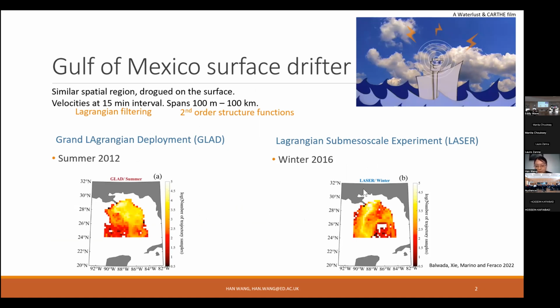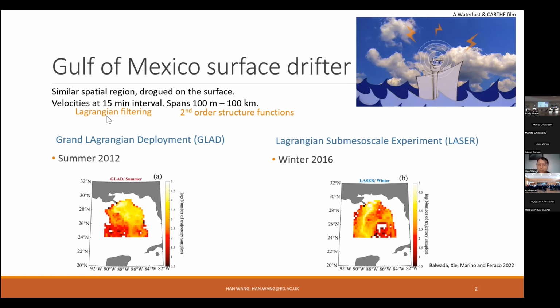And here we are showing the histogram of the drifter observation locations in the two campaigns. And obviously they span a similar spatial region. As a feature of surface drifters, they are always floating on the ocean surface as sketched here. As they are moving around, they report their velocities through GPS tracking. And the data product we use has velocity observations interpolated at 15-minute temporal intervals, which is very fine for ocean timescales. The datasets also span a vast spatial range between at least 100 meters and 100 kilometers.